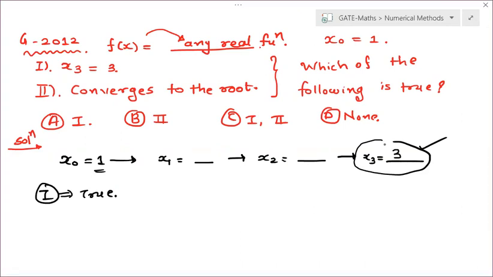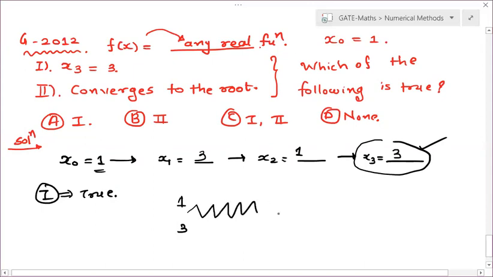But your function may be like this also. If you are having x0 equal to 1, you can have x1 equal to 3. Again, you have x2 equal to 1. Again, you are having x3 equal to 3. So that means your function is changing its value from 1, 3, 1, 3, 1, 3 continuously. For x0 it is 1, then x1 it is 3. For x2 it is 1, for x3 it is 3. For x4 it is 1, for x5 it is 3.